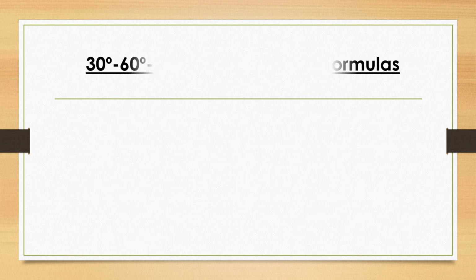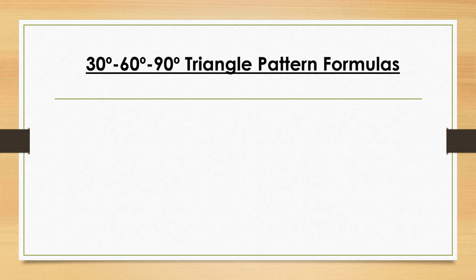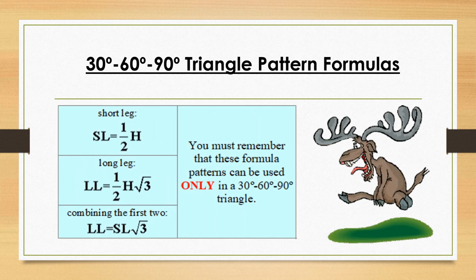So, let's have the 30, 60, 90 degrees triangle pattern formula. So, ito yung ating shortcut method. Okay? So, kung ang nawawala sa atin is the shorter leg, then shorter leg is equal to 1/2 of the hypotenuse. So, kung halimbawa naman, ang hypotenuse ang nawawala given the shorter leg, then yung value ni shorter leg ay dodoblehin lang natin.